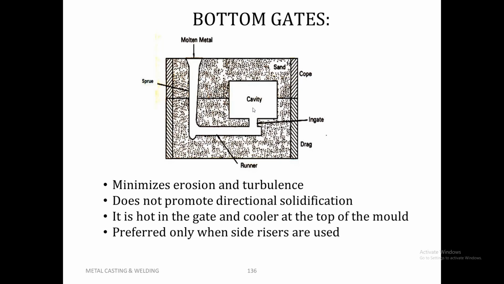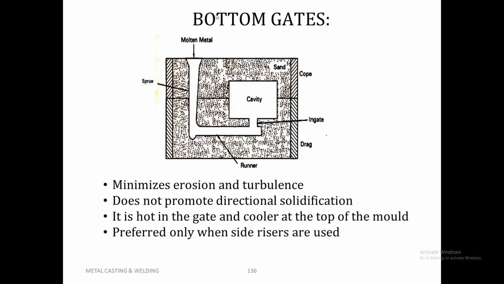The reason is that in the bottom gating, the molten metal at the bottom of the mold remains hot. Molten metal here tends to remain hot, and as the molten metal rises up, it becomes hard or solidified. As the metal rises in the mold cavity, it loses heat, and metal which finally goes into the riser located at the top of the casting is comparatively cooler than the metal near the in-gate. So bottom gating is preferred when side risers are used.